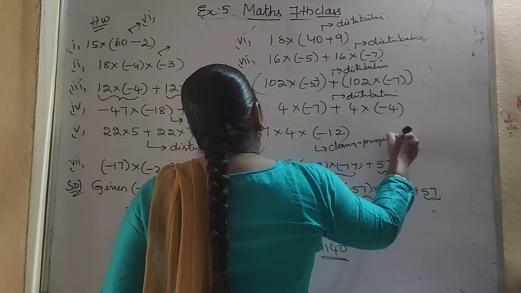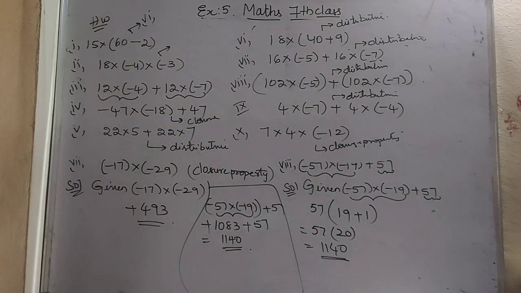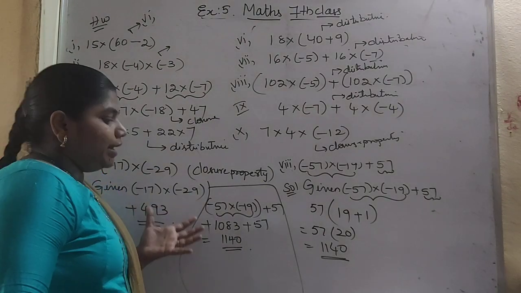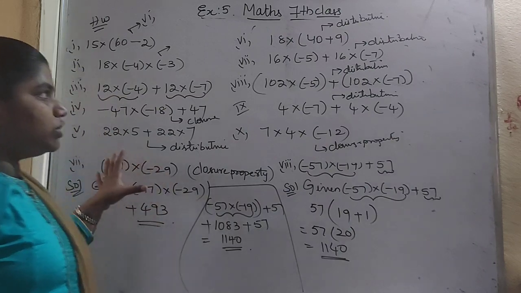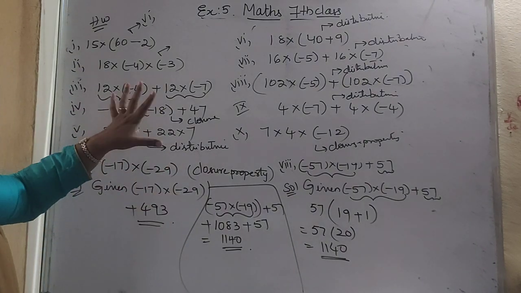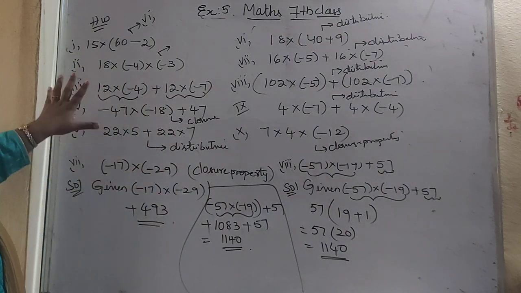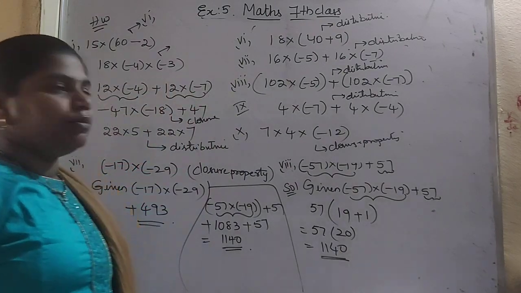So try to complete all these problems. You can compare the problems with your textbook, what we have done now. In exercise 5 almost everything will be the same, only the digits I have changed, the method will be the same. So try to complete all these 10 problems.